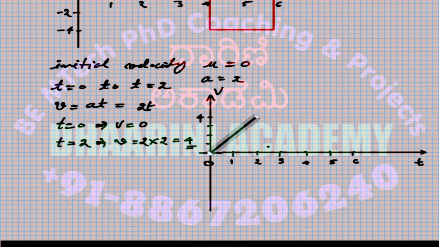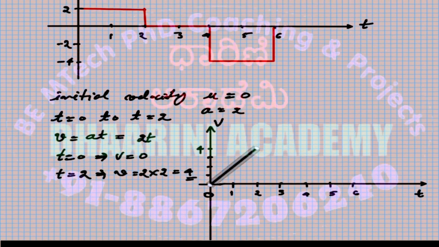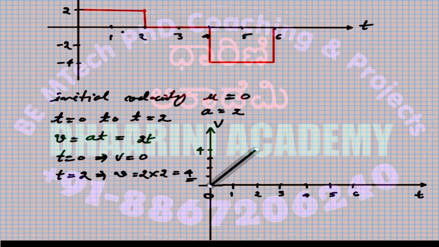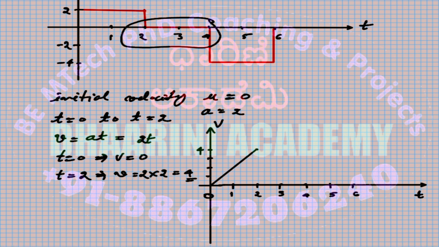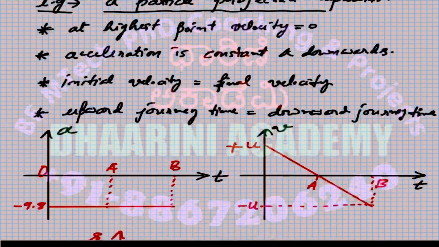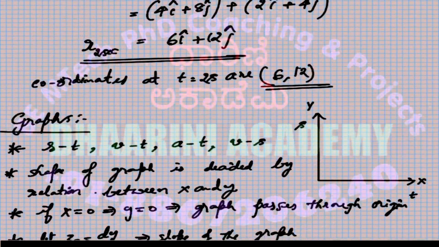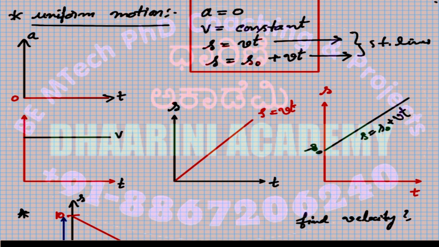Okay, now let's move to the second part of the given data, that is from 2 till 4, there is no acceleration, right? Acceleration is not there. When acceleration is not there, this falls under a different condition. What is that condition? It falls under the first case, uniform motion. You see, acceleration is 0.